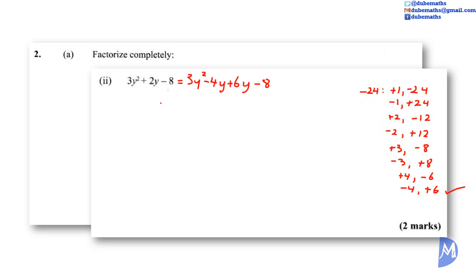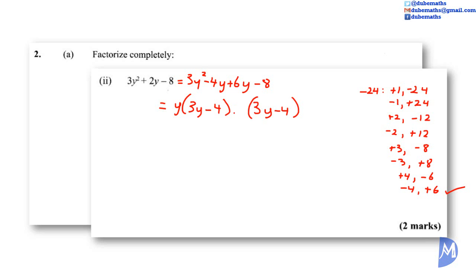Factorizing by grouping, the HCF of 3y squared and negative 4y is y. If we multiply y by 3y, we get 3y squared. If we multiply y by negative 4, we get negative 4y. Keeping the same thing in brackets, 3y subtract 4.